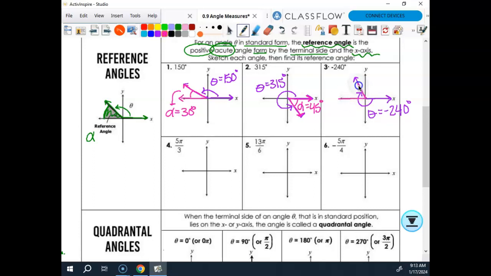So then here's my reference angle. And we already said we went 180 and then how much more? 60, right? So alpha is equal to 60 degrees. And I know it was a negative angle, but remember, it doesn't matter because your reference angle is not in standard position. You are just concerned with the positive angle measure of whatever it is, wherever it is. What questions do you have at this point? We're all good with reference angles. Okay.